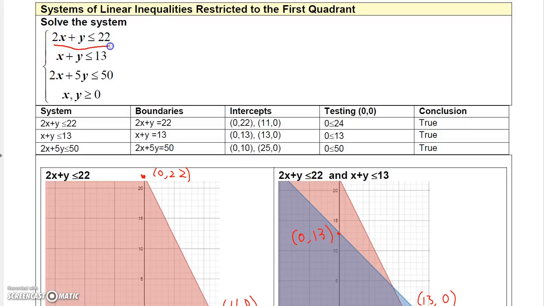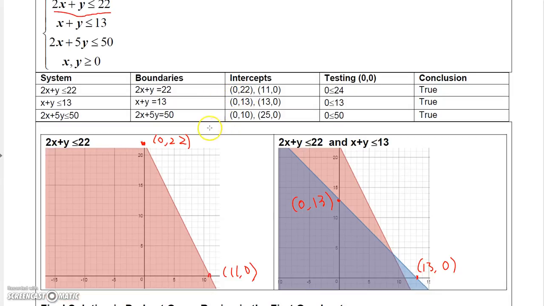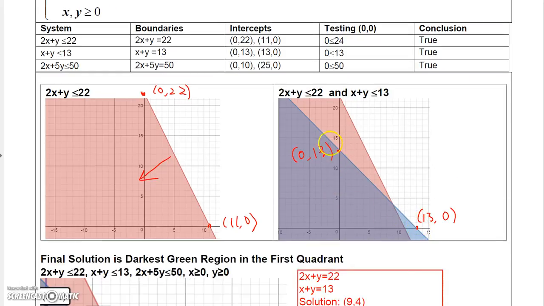Let's take a look at this one. We have to find where 2x plus y is less than or equal to 22. And you already know how to do this, so let's not spend a lot of time on it. The intercepts are the point 0, 22, which would be about right here, and 11, 0 would be right here, and then if you test the point 0, 0, you'll see that you shade this side. The next inequality is x plus y is less than or equal to 13, which has boundary x plus y equals 13. So that goes through this point 0, 13, and this point 13, 0. You draw your line. And then if you test the origin 0, 0 here, you'll see that you have to shade everything below this line.